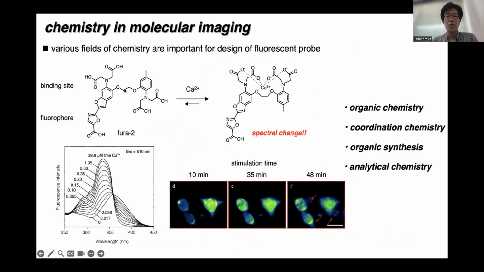For example, I talked about Fluo-2 in my previous slide. This probe is very useful for molecular imaging, for fluorescence imaging of calcium ions inside cells, and a lot of biologists use it. For the development of Fluo-2, organic chemistry is needed for the design of this probe, and coordination chemistry is important for the mechanism of binding with calcium ion.